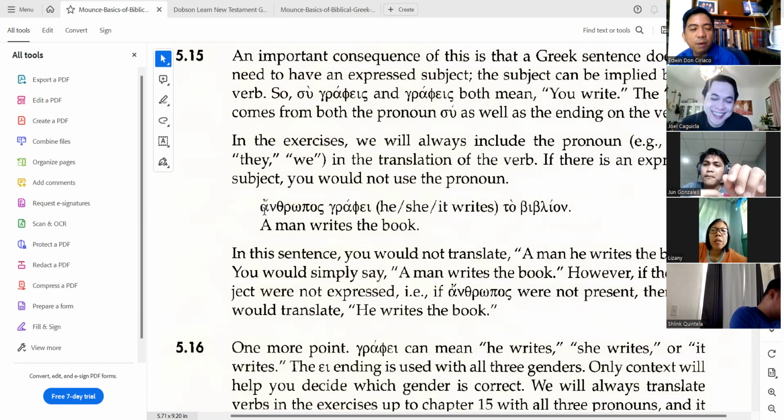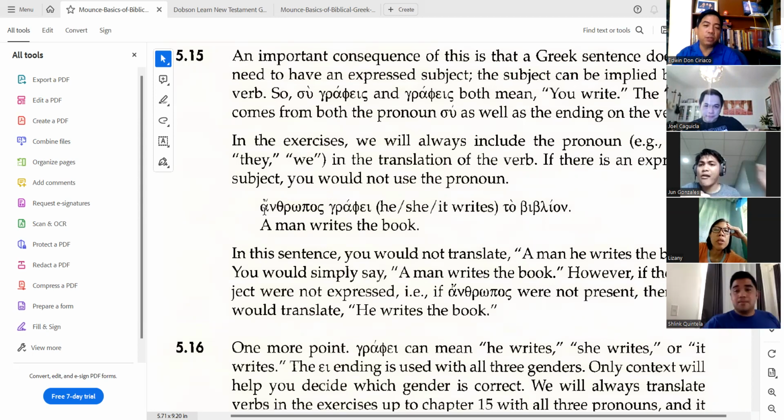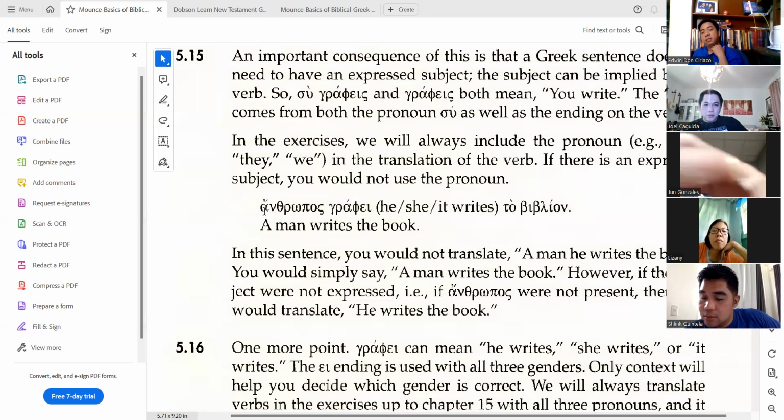No, to biblion. Just a reminder that the Holy Bible is a composition or a gathering of different biblion, different scrolls of books put together. In this sentence, you would not translate a man, right? He writes the book, but he's going to drop off the he, the third person singular masculine pronoun he. So it becomes a man writes the book. Anthropos graphe to biblion. If anthropos were not present, then you would translate he writes the book.